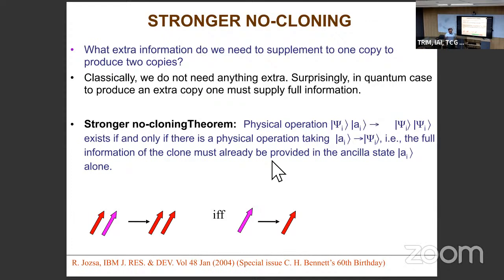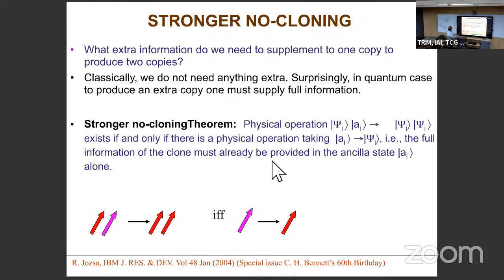So what he thought is the following, that classically, whenever I want to make a copy, I don't need any extra information. Whatever is given to me, I can make a copy. So is it true that we lack some information when we try to make a copy of a quantum state? That is the question he raised: what extra information do we need to supplement to one copy to produce two copies?